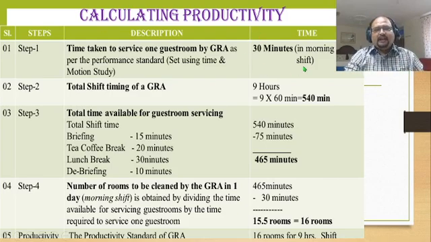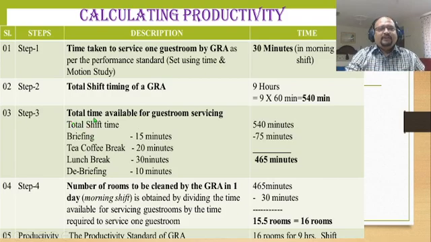Once you know that the time taken to service a guest room in the morning shift is 30 minutes, and the shift is of 9 hours, you convert that into minutes. You know in 1 hour you have 60 minutes and you have a 9-hour shift. So the total time that a person has in the hotel is 540 minutes in this particular situation where the shift is of 9 hours. And here GRA refers to guest room attendants, which is room boys or can be chambermaids.